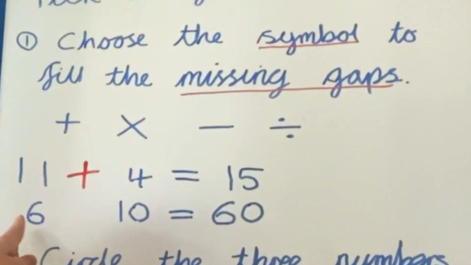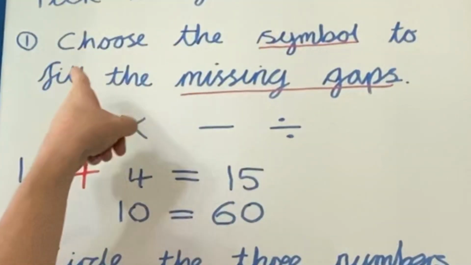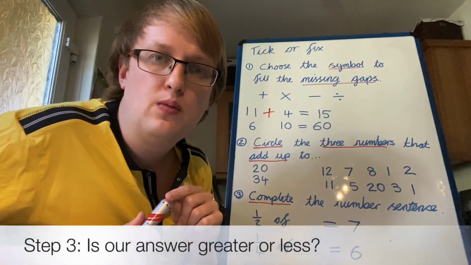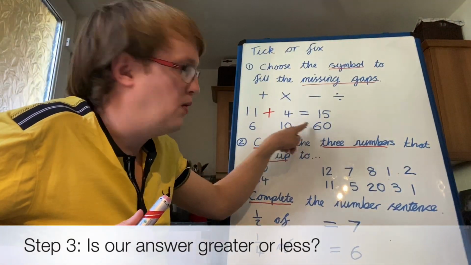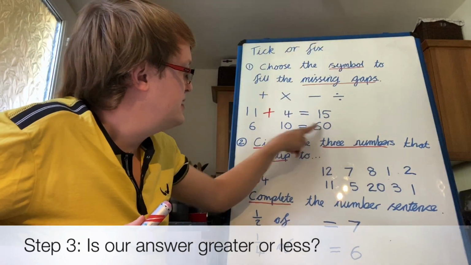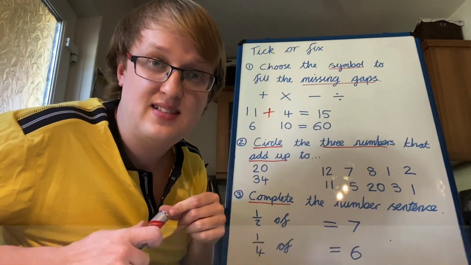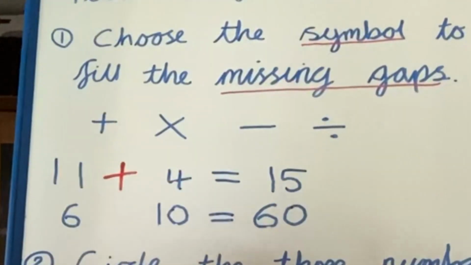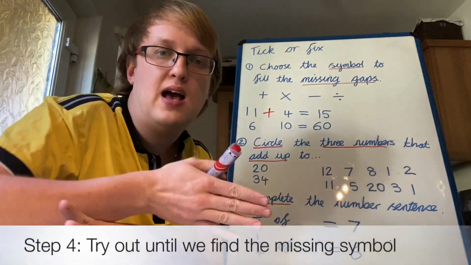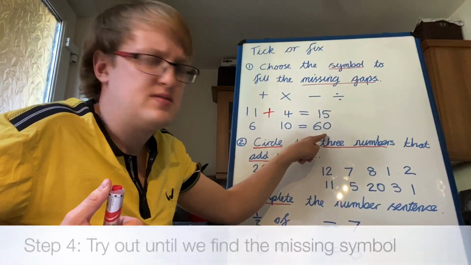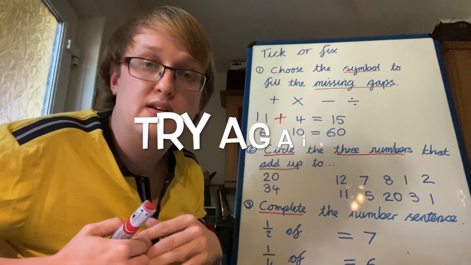Okay, next question. So step 2, we've read the main question. Step 2 is to see what we've got. 6 something 10 equals 60. Step 3 was to see if our answer had got bigger or smaller. So is 60 greater than 6 or less than 6? It's greater than 6. Our missing symbol must be either add or multiply. Let's try with add. 6 add 10, that's the same as 10 add 6. 10 add 6 is 16. Oh, that's not 60, is it? So we need to try again.